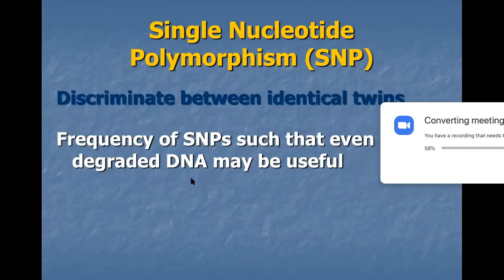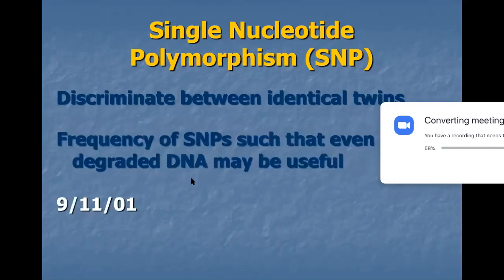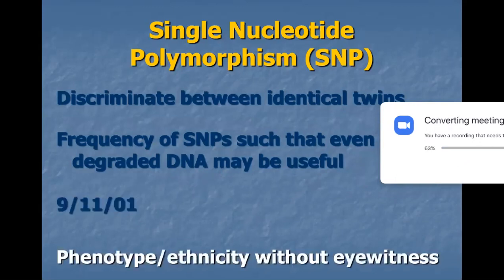Degraded DNA may even be useful in this situation, such as the 9/11 situation where the fragments recovered were maybe only 50 base pairs in length, but you could still detect SNPs. More recently, SNP analysis has been used for phenotype as well as ethnicity studies. That is, you have a description of the individual without an eyewitness.